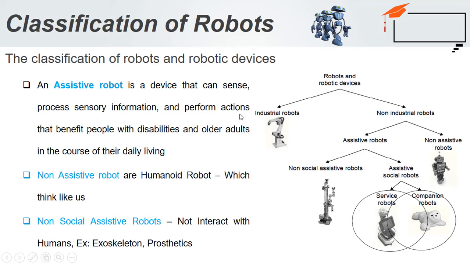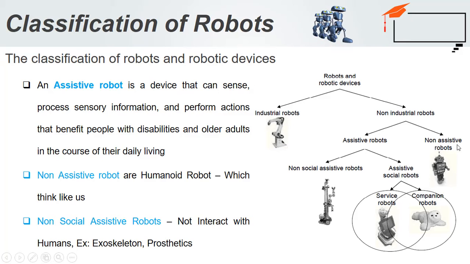Okay, so that kind of action is performed by the robot by sensing the data in and around its environment, which will assess the human needs. So that's why it's called assistive robots. Non-industrial robots can be classified into two types: assistive robots and non-assistive robots.